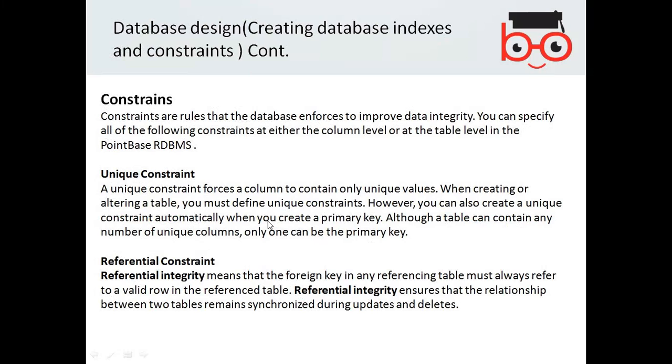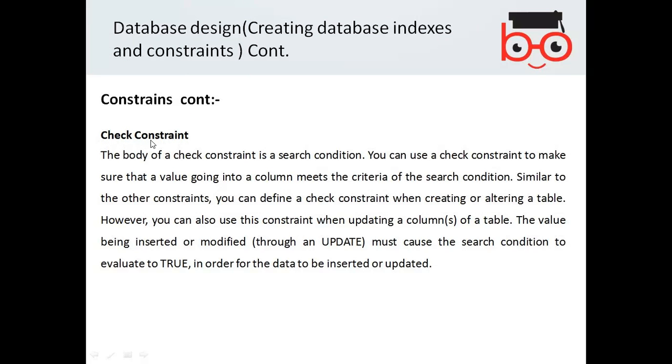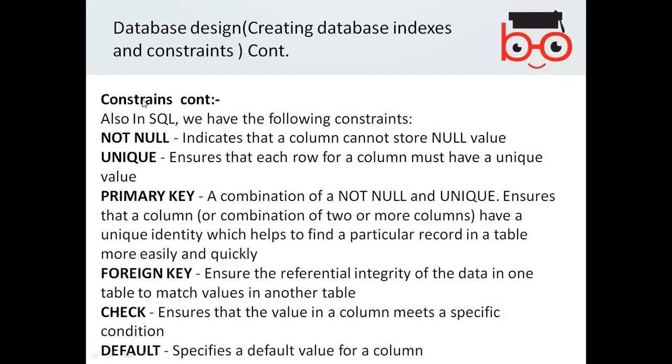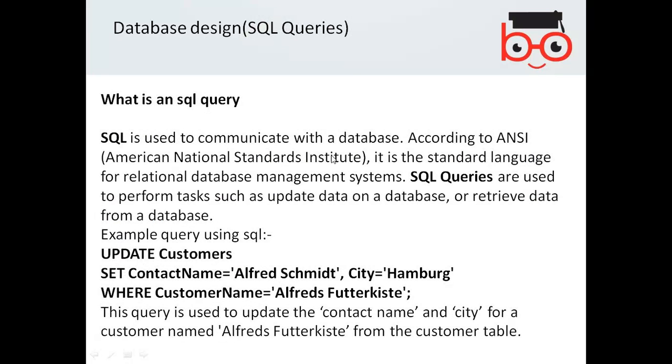A unique constraint is when you define that a particular column should not be used more than one time; it should be unique. A check constraint is used if you want to apply a particular check, for example, a number field should not be able to accept any name in the database. So here is a summary: not null, unique, primary key, foreign key, check, default. These are the constraints.